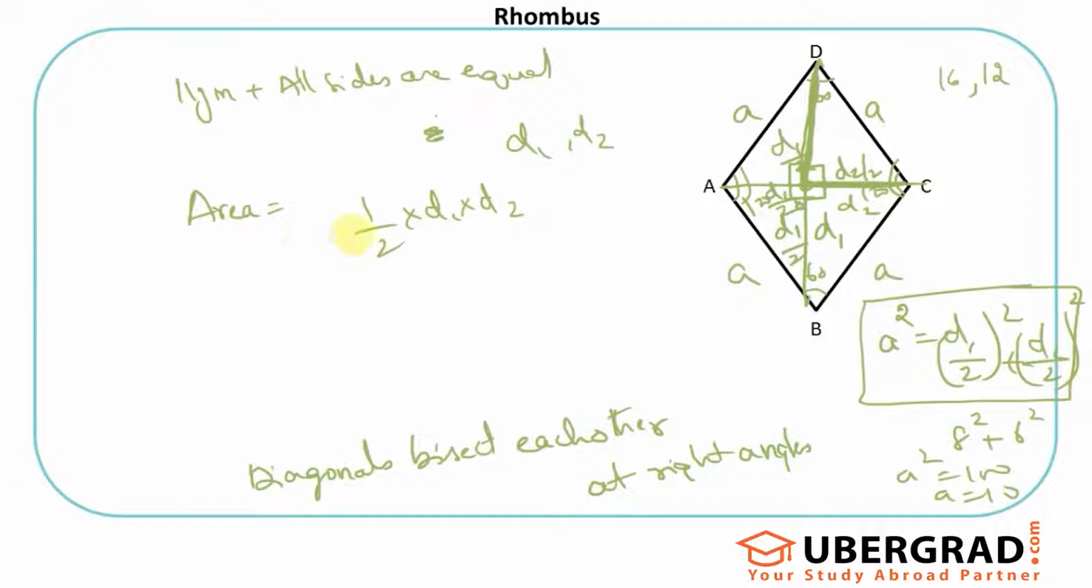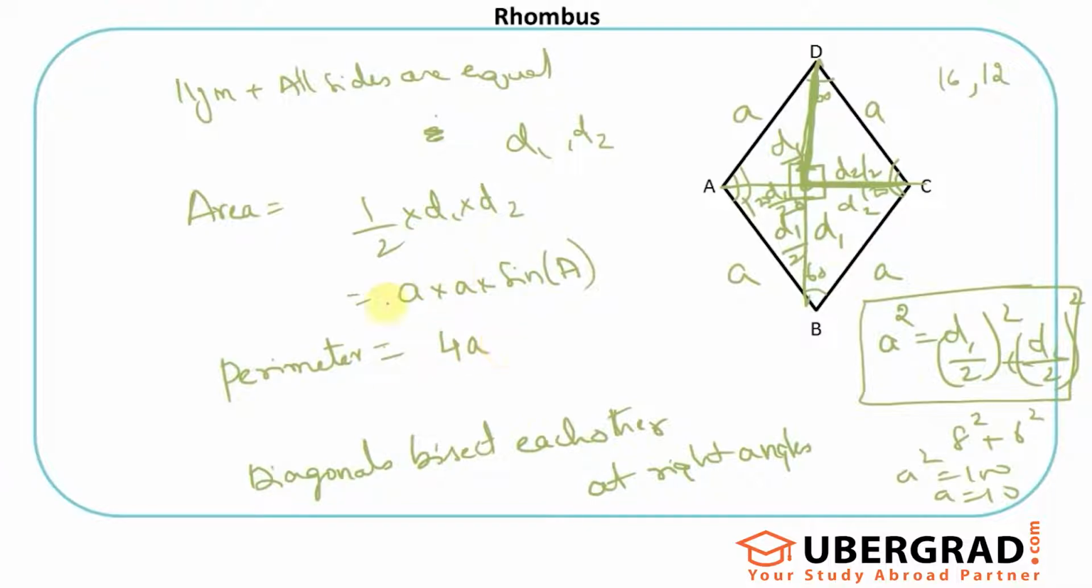Right? Again, we can also use the product of two adjacent sides into sine of the angle between them. Sine A, sine B, sine D, any angle basically. All the sides are anyway equal. I just need to take the product of two adjacent sides into sine of the angle between them, which would also give me the area of a rhombus. Perimeter is simply calculated by adding all the sides, that is 4A.